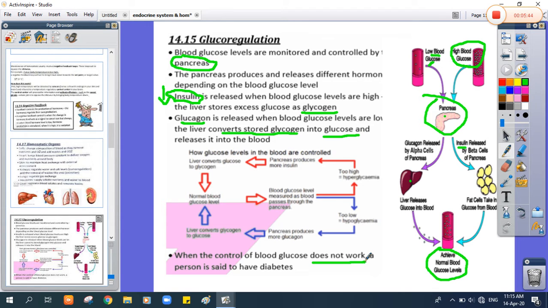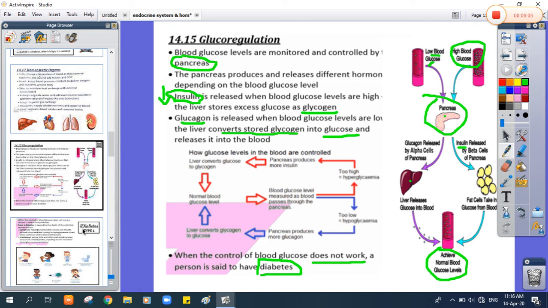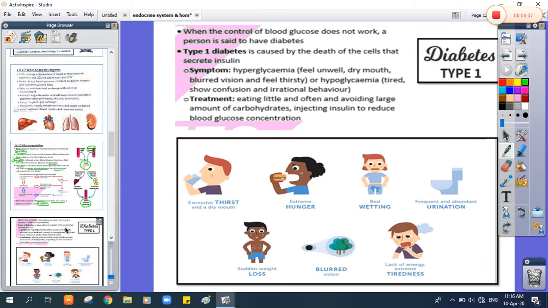So when the control of the blood glucose does not work properly and any error or mistake happens in the regulation of the blood glucose, this leads to a disease. And you know the name of this disease. Yes, it's diabetes. You have many types of diabetes, but here we will study only the first type. We call it diabetes type 1.